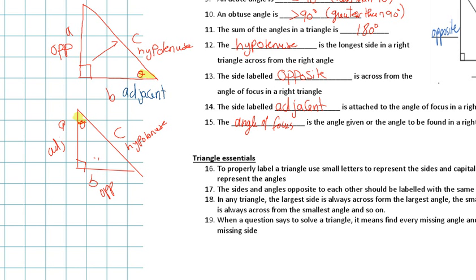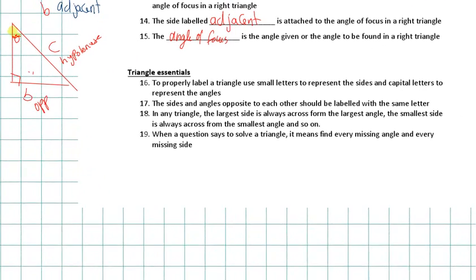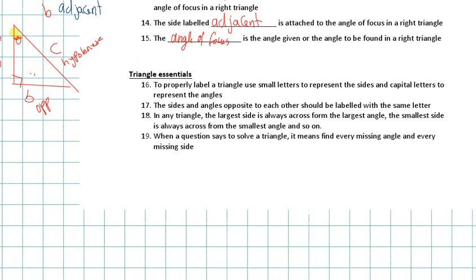Now, when we're labeling a triangle, we always label the angles with capital letters, and then we label the sides with small letters. So if I'm going to label this triangle right here, I'm going to make a triangle. I always label them with A, B, C. It doesn't matter which order as long as they're labeled. Now when I label the sides, side A is going to be across from angle A. So this is angle A, side A is going to be across from it. So I write side A with small letters.